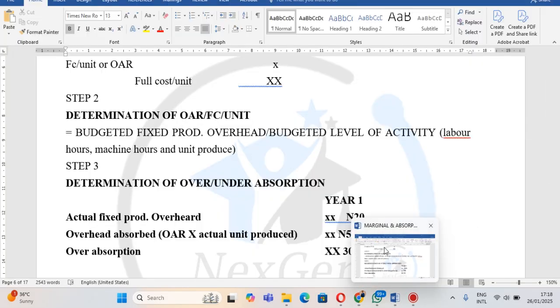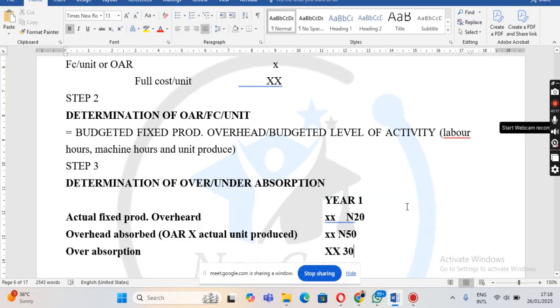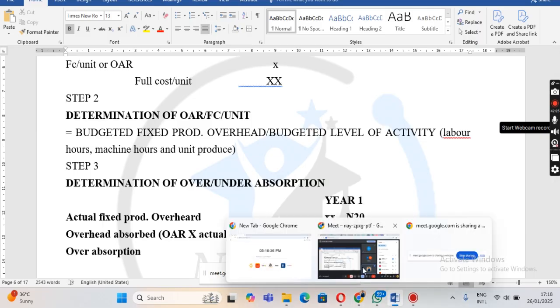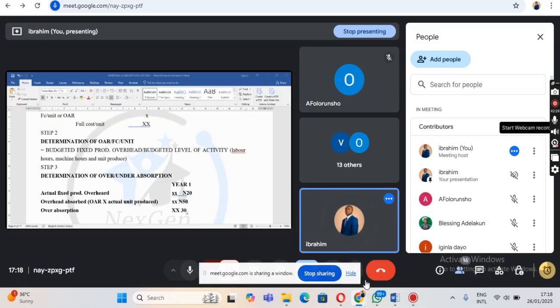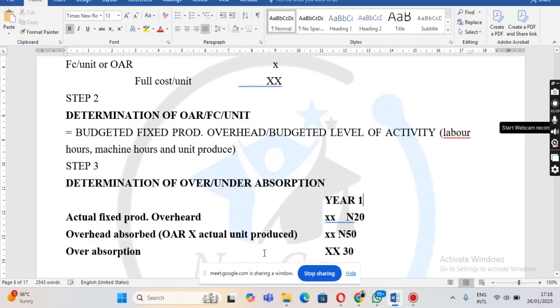Now we move to, maybe you do your year two, could be what is it called? Under absorption. Your year two could be what? Under absorption. But let's use you charge to, then over absorption, add to gross profits.